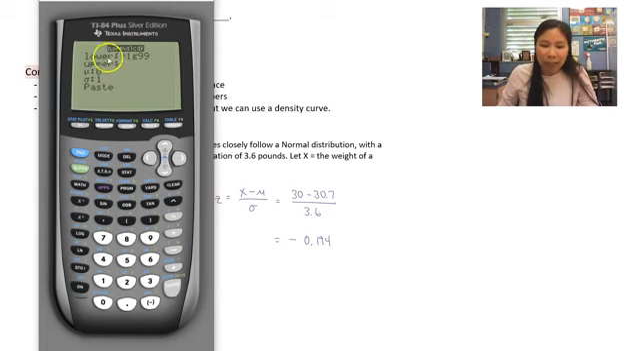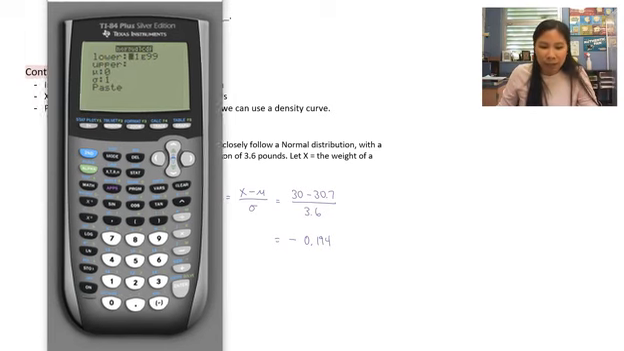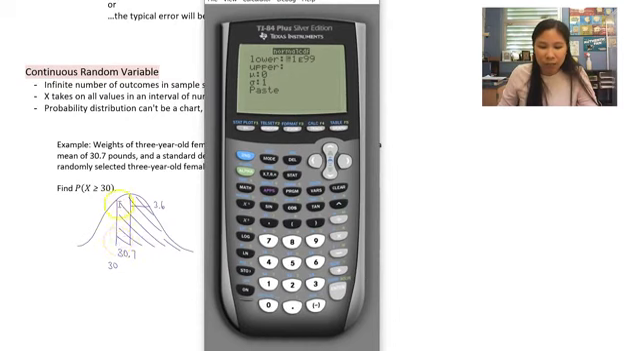When it asks for lower and upper, it's basically asking, like in our picture, where did we start shading and where did we stop shading? In this picture, we started shading at x equals 30, so I can type in 30 here. Upper is where I stopped shading, and remember, a normal curve goes on forever. So I'm going to type in a huge number, like 100,000. The mean of this problem was 30.7, and the standard deviation was 3.6.